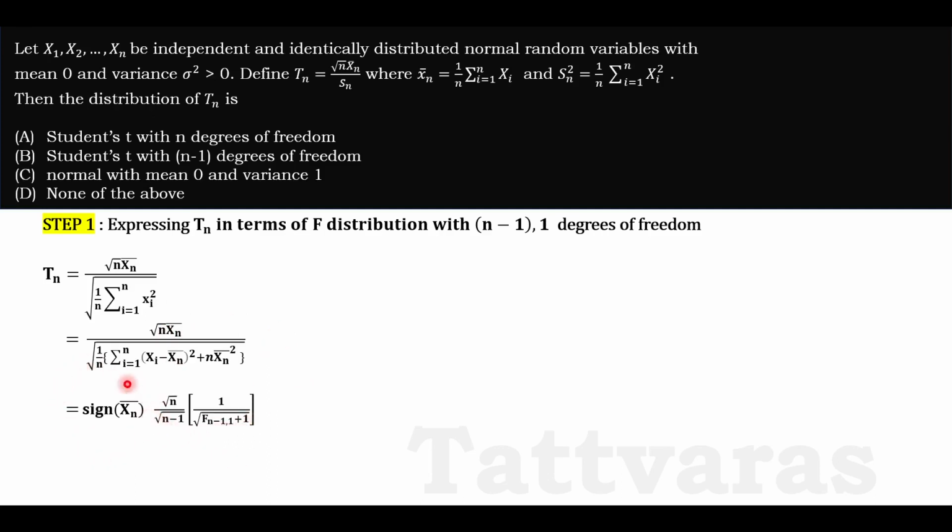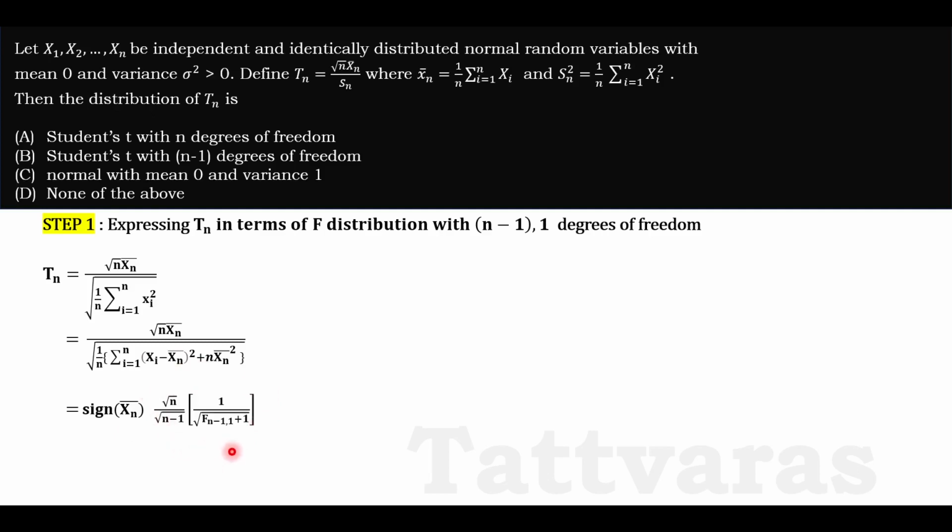Now how is this sign of xn bar coming? It is coming because this part is positive. It is a positive square root of some function of F distribution. But this particular expression can take negative values depending on the sign of xn bar, right? That is why the final expression depends on the sign of xn bar times some positive quantity.